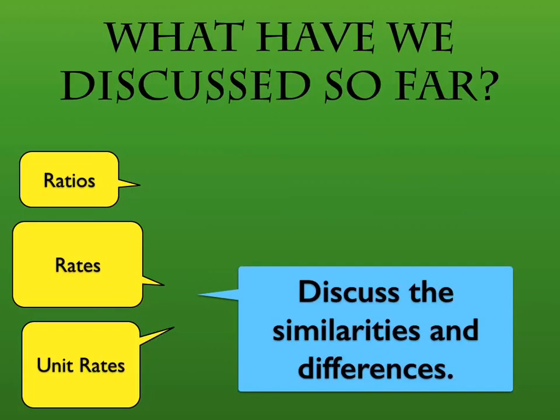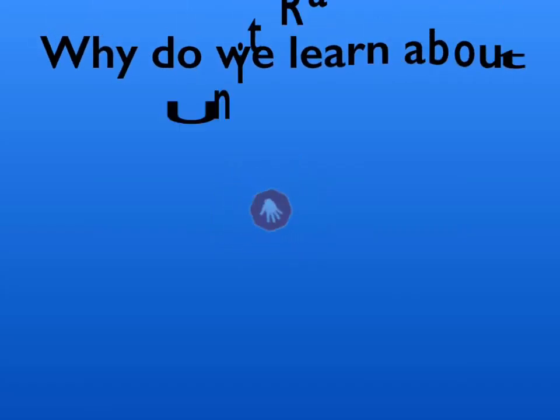Which one of these 3 things do you have to reduce to simplify? Maro? Ratio. Good. And then which ones, more than one answer, of these 3 things do you have to label the units? There's 2 of them. Andrew? Rates and unit rates. Very good. Okay, make sure you know these things. You need it for your homework.